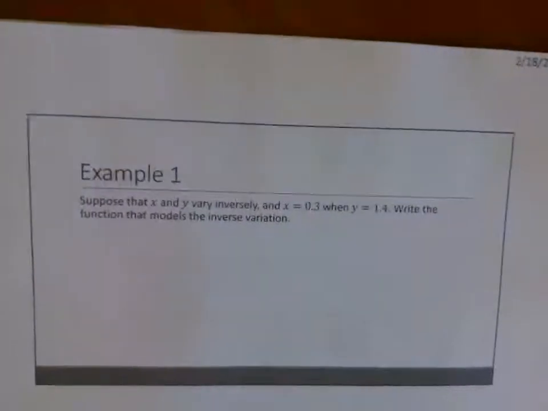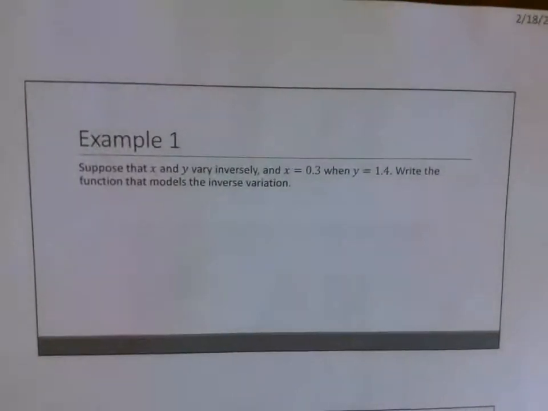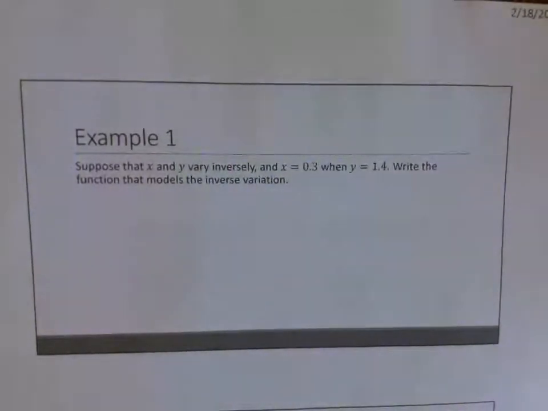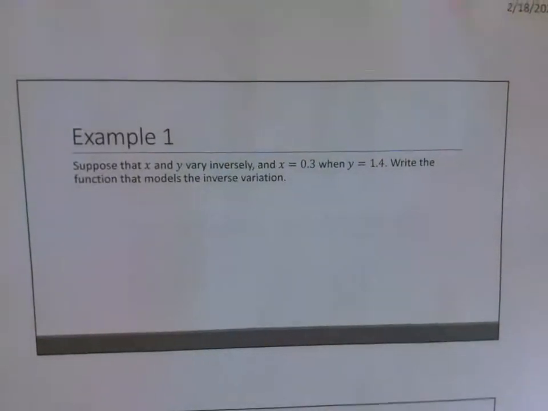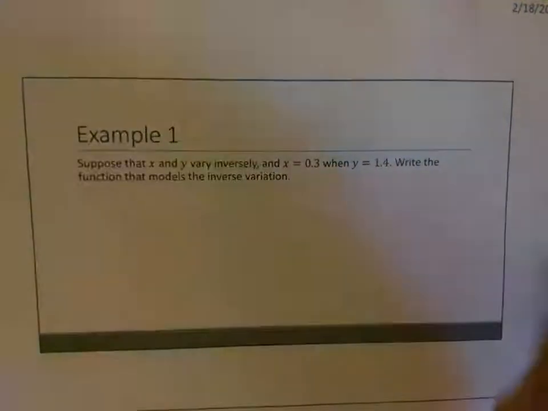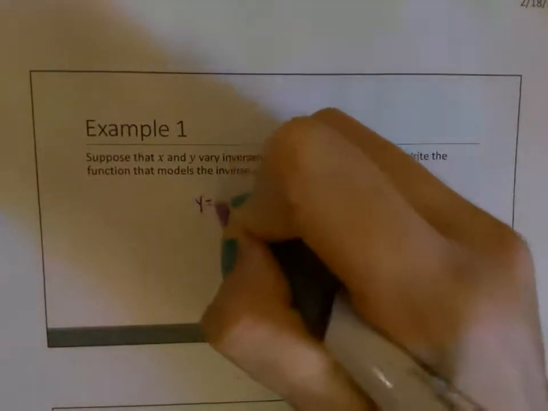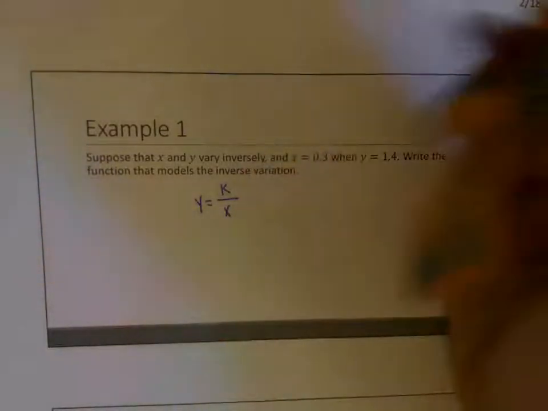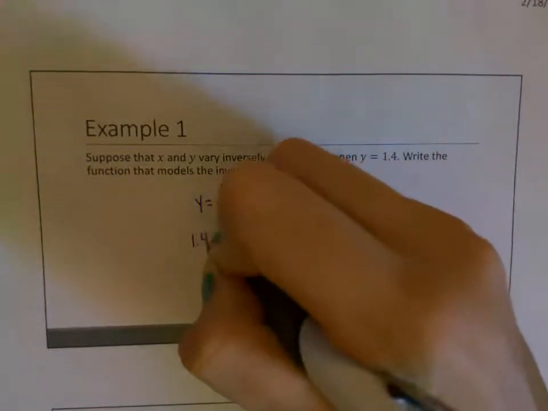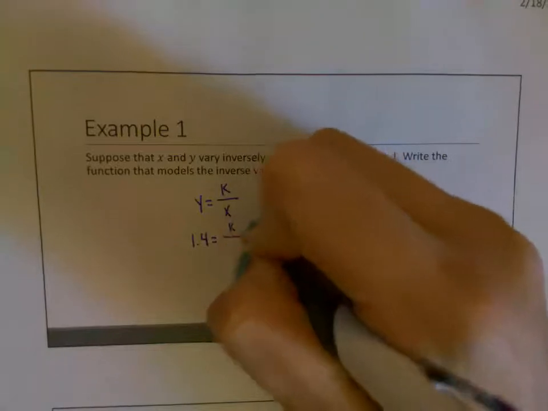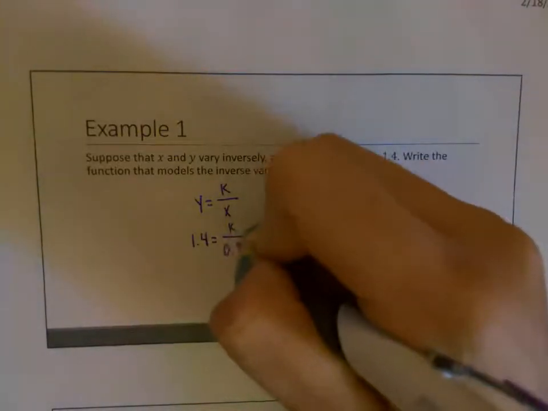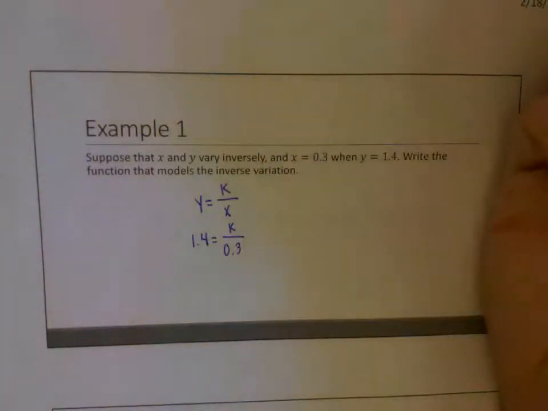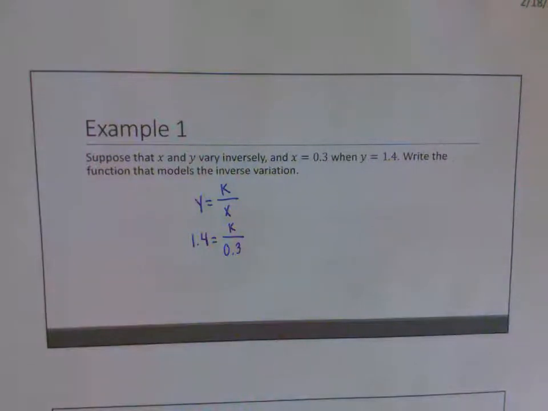So it says, suppose that x and y vary inversely. X equals this and y equals this. Write the function that models the inverse variation. So all I'm going to do is plug in these values into y equals k divided by x. All right, so I'm going to have 1.4 equals k over 0.3. And then I want to solve for k. I want to know what that constant of variation is.